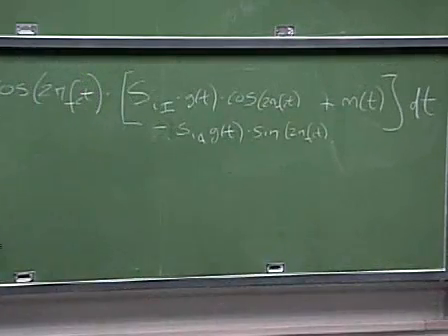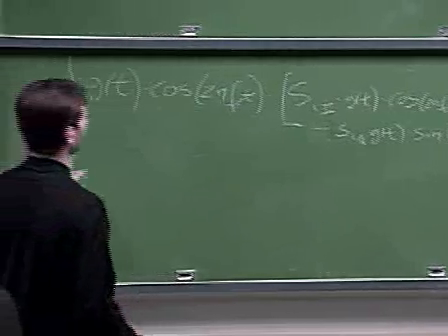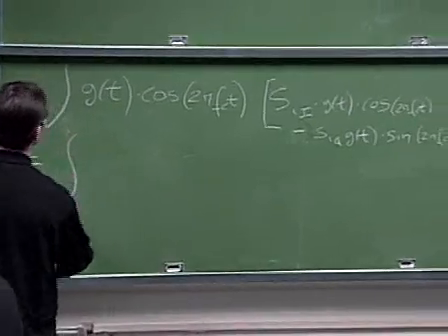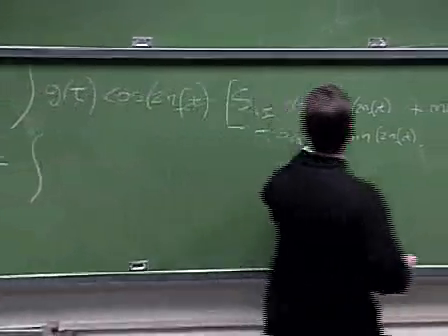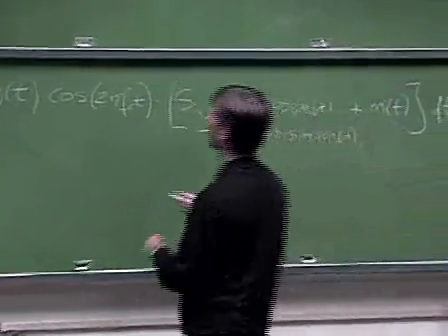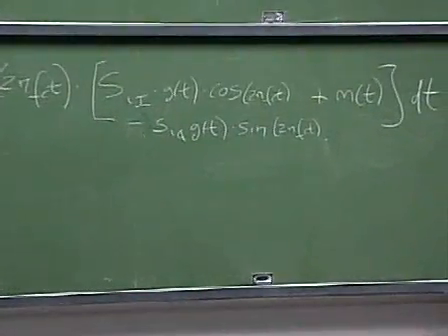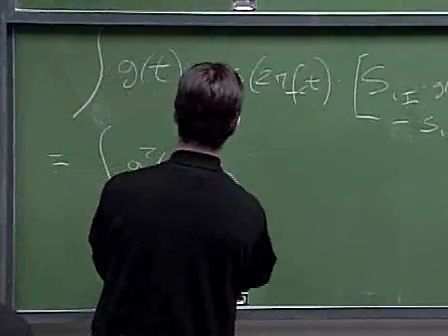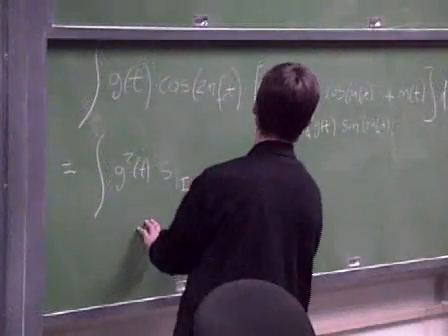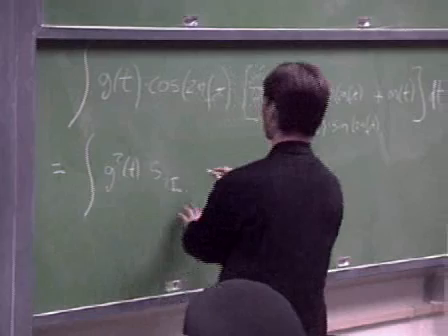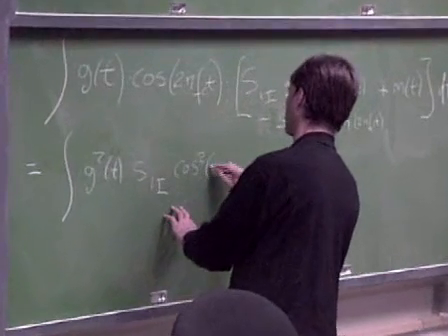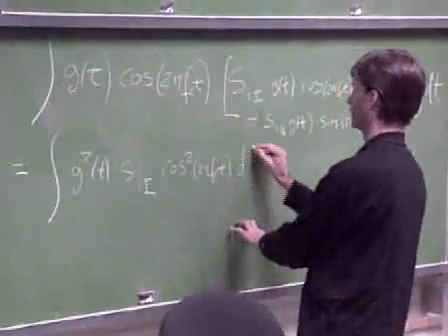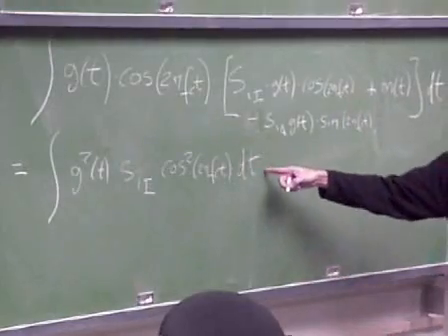Now, we can break this into two integrals, actually three integrals. So let's break it. The first one is, I'm going to take the first term here on this summation and multiply it by this. So I get g squared of t times S_I, the in-phase, times the cosine squared. Okay, this is the first integral.